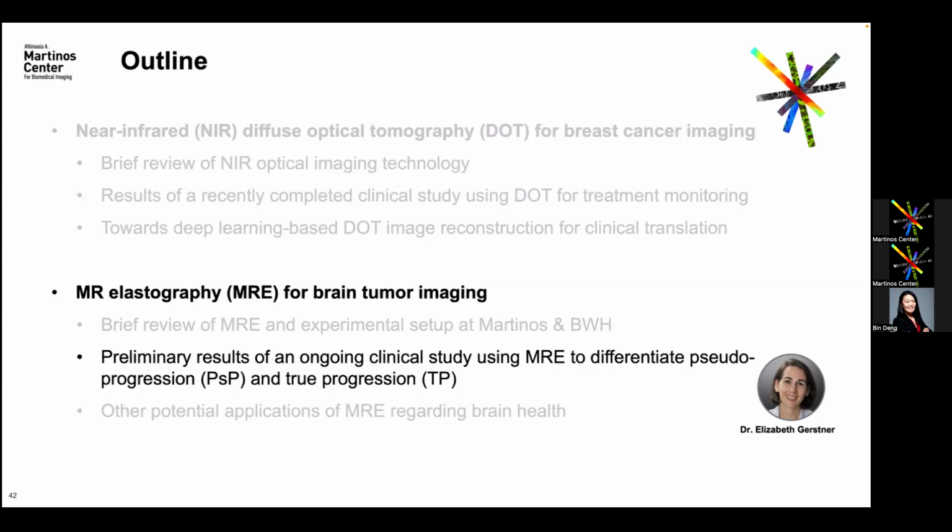MRE has been used in brain cancer imaging, mostly qualitatively to evaluate the stiffness of the tumor before the surgery. So the surgeons can choose whether they can just use a suction tool to do a minimally invasive procedure to suck the soft lesion out without a large invasive open skull surgery. And here we want to use it quantitatively to see whether MRE can be used to differentiate a very challenging clinical question, whether enhancement in the brain is a pseudo progression or true progression.